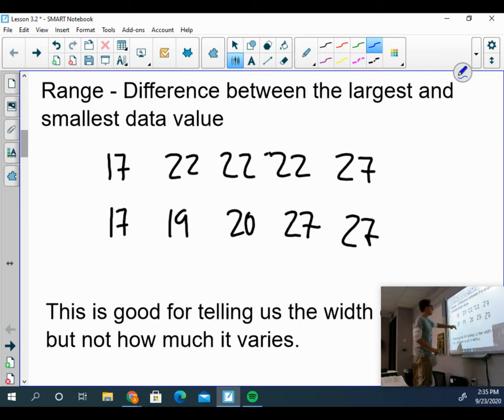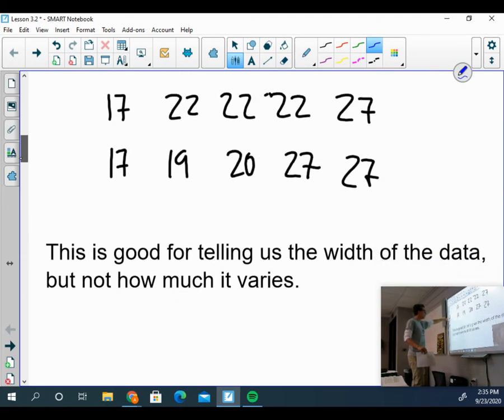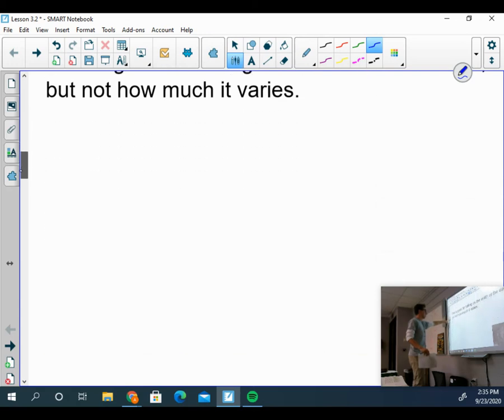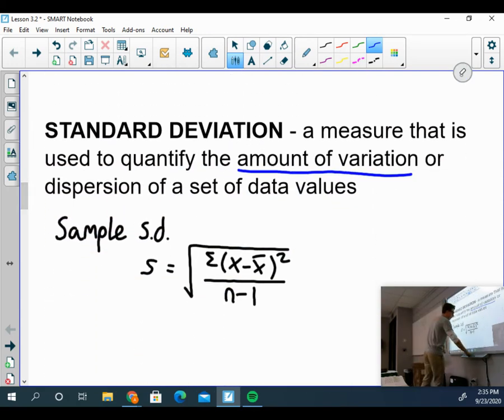If you look at both of these lists, again, by eyeballing it, you would tell me the first list is more consistent around that 22 marker than the second list. But they both have the same range. So even though they both have the same width, range doesn't give me an accurate representation of how consistent that data is. How much does it vary from one value to the next? Okay, so range is good for the width, but still not for how much it varies.